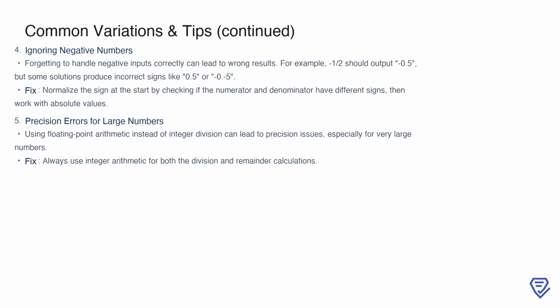Precision errors can also arise when working with large numbers if you use floating point arithmetic instead of integer operations. Floating point calculations can introduce rounding issues, especially with very large numerators or denominators. To ensure accuracy, always stick to integer division and remainder calculations throughout the process.